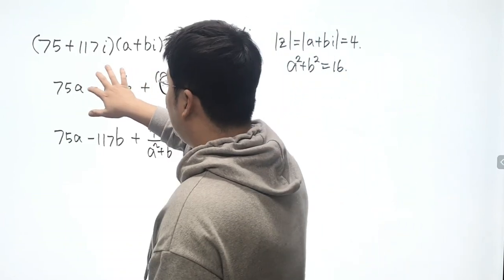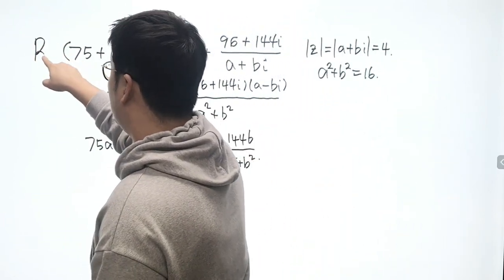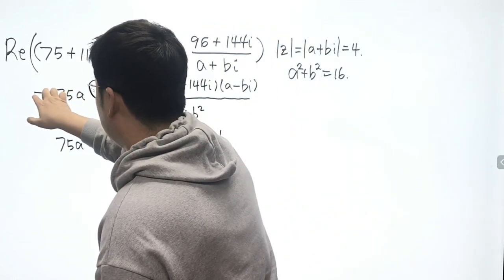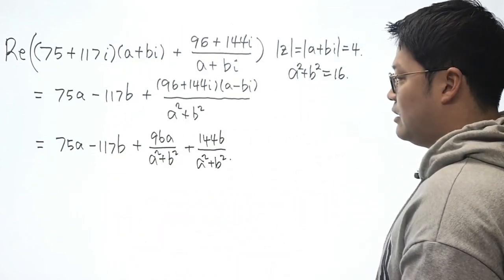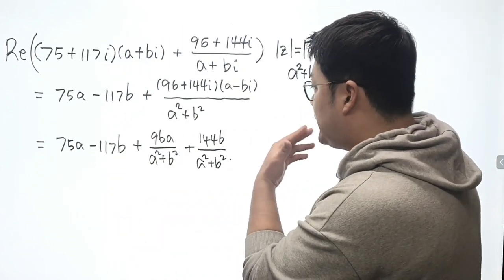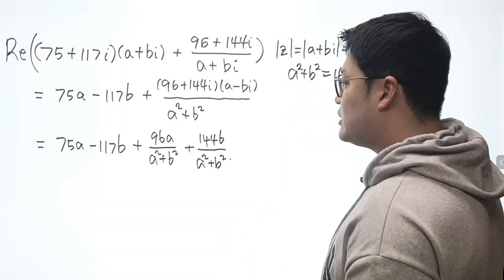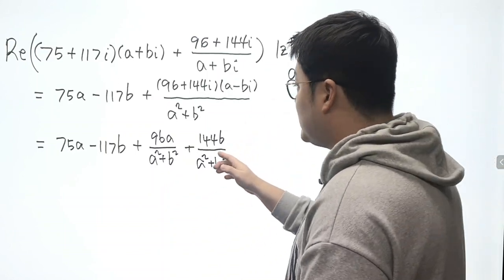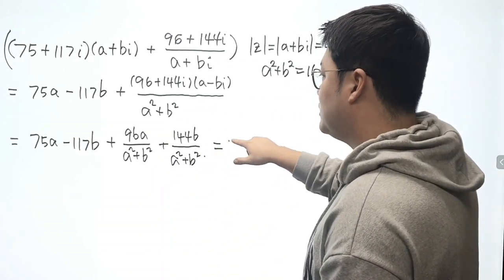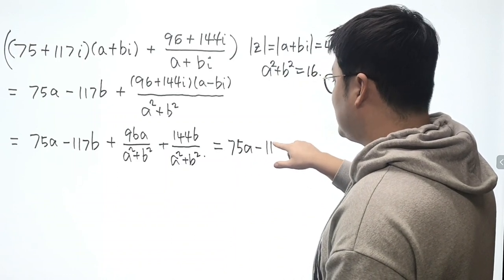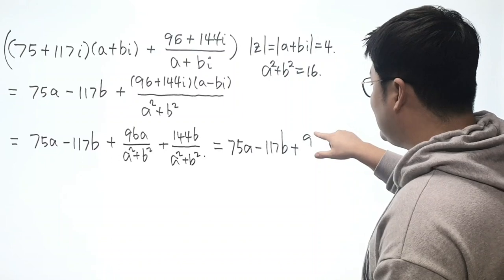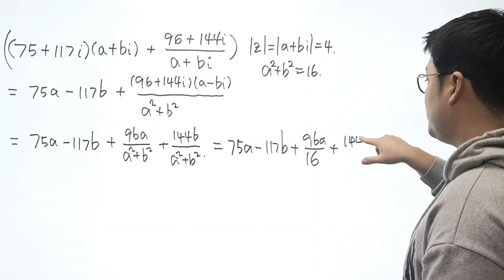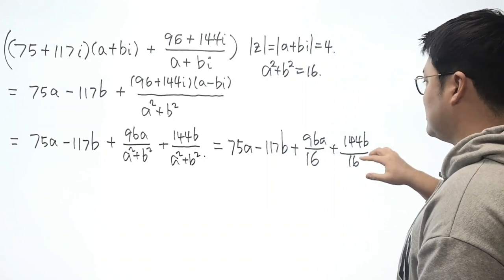So what I just did was, if I move it right here, I get the real part of the whole thing, and that becomes this much, right? And of course, I've been simplifying all of these expressions. All right, so we have a squared plus b squared, and that's supposed to be just a real number. This is already 16, right? So we know that a squared plus b squared is supposed to be 16. So if I rearrange this, that becomes 75a minus 117b, and I know that these are 96a divided by 16, and we got 144b divided by 16 as well.